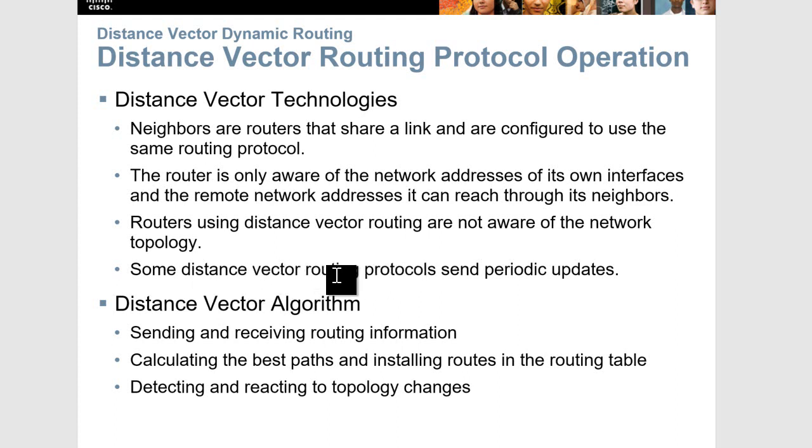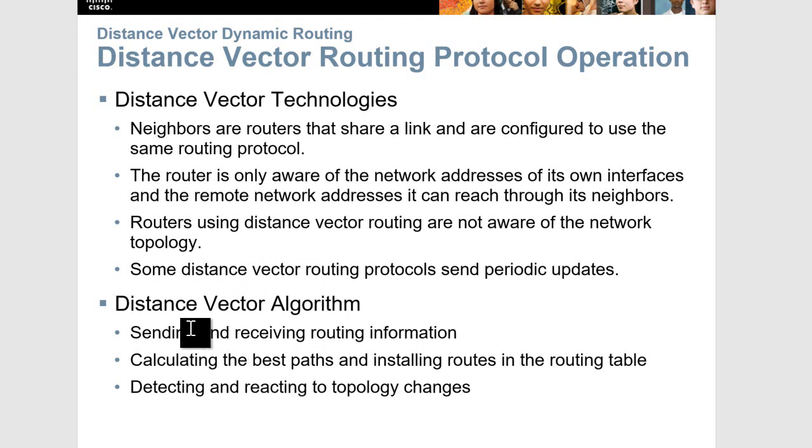Some distance vector routing protocols send periodic updates, like RIP will send periodic updates. That does cause a little bit more congestion on your network, but that's just the way the protocol works. EIGRP will send updates when there's a change in topology. Otherwise, you're just sending hello packets to make sure your neighbors know you're alive.